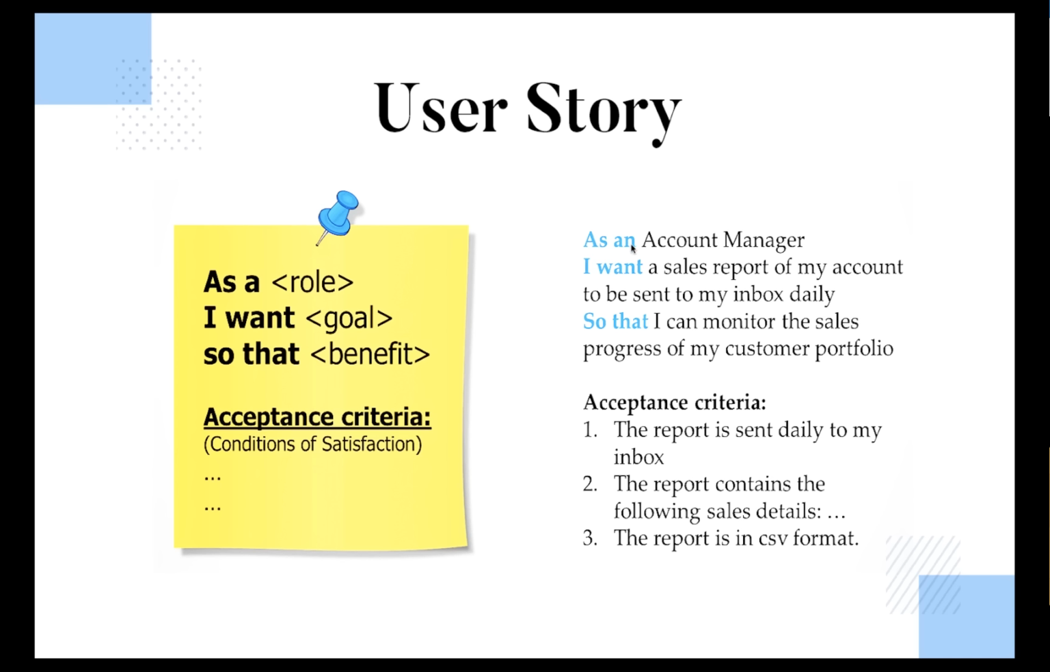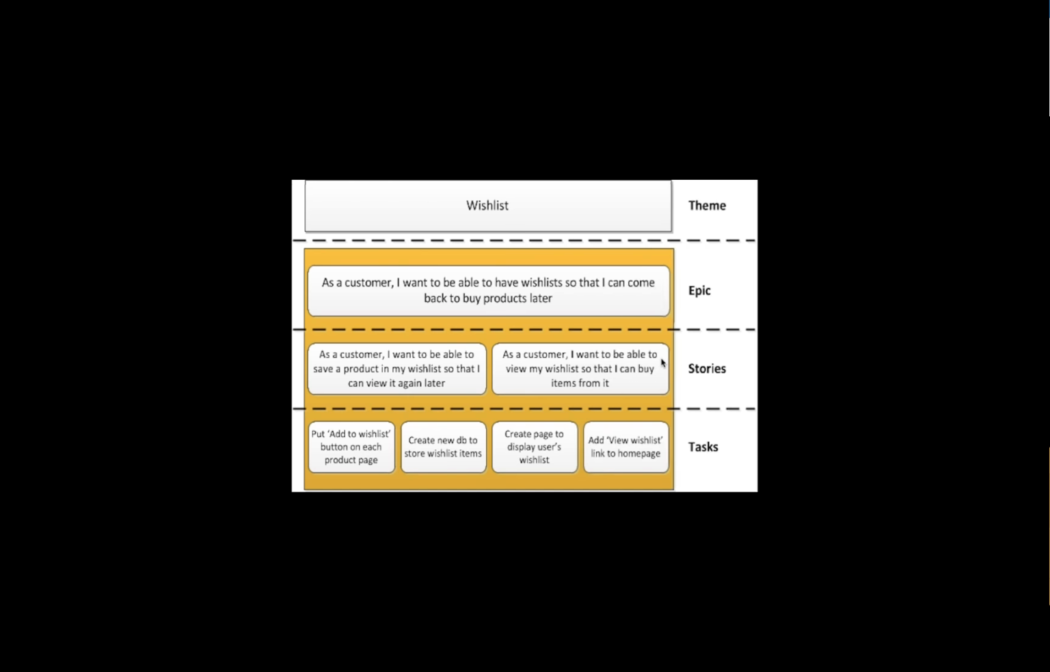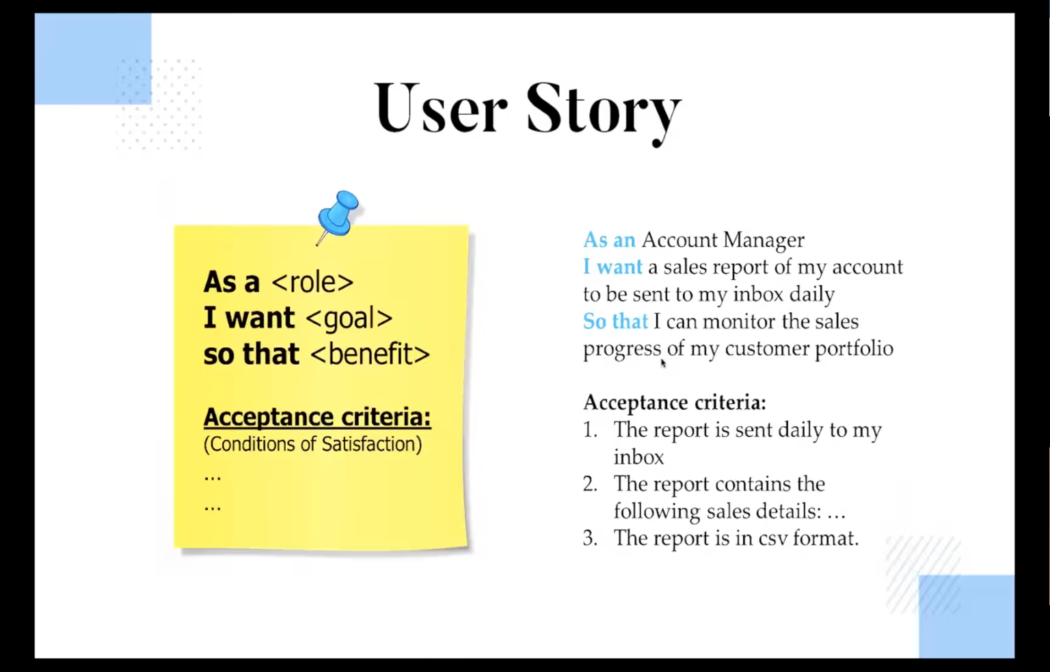For example, as an account manager, I want a sales report of my account to be sent to my inbox daily, so that I can monitor the sales progress of my customer portfolio. And the acceptance criteria: I will accept this particular feature when the report is sent daily to my inbox, the report contains the following sales details, so we can provide some details also, and the report comes in CSV format or Excel format or whatever. So this is the acceptance criteria that we have written over here. Under this particular epic, you have to create a number of stories and a number of tasks.